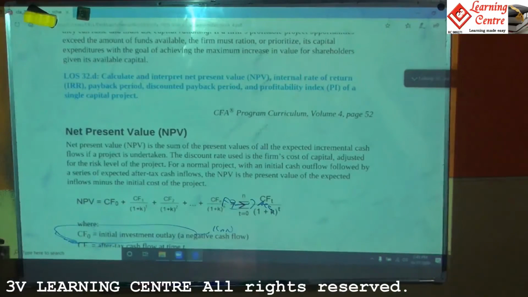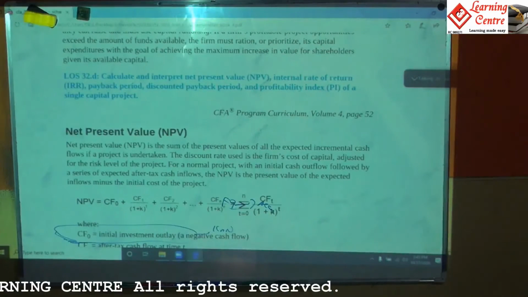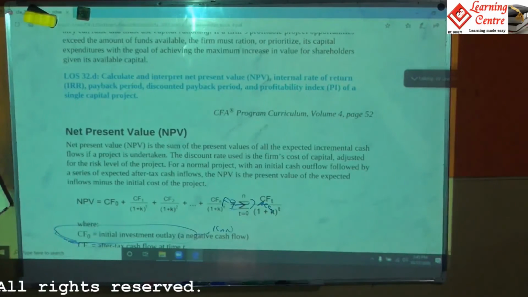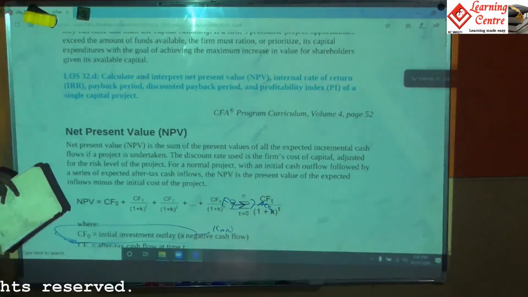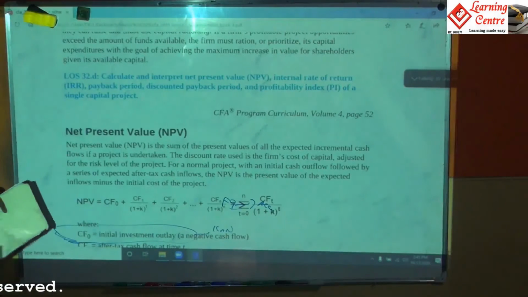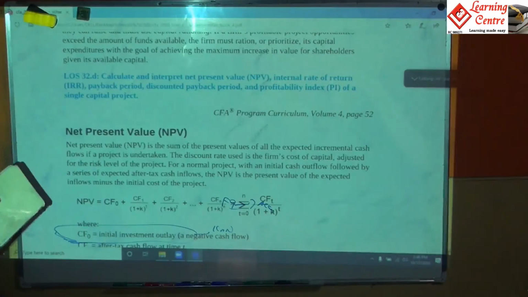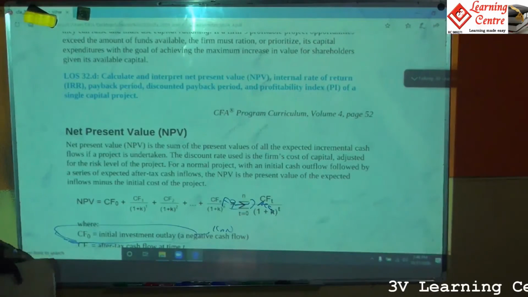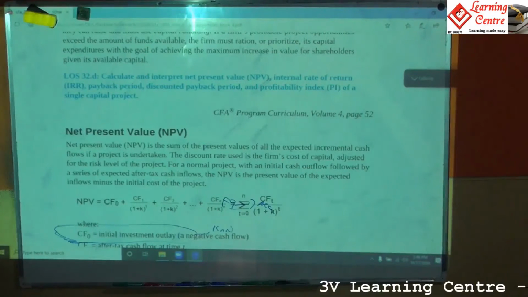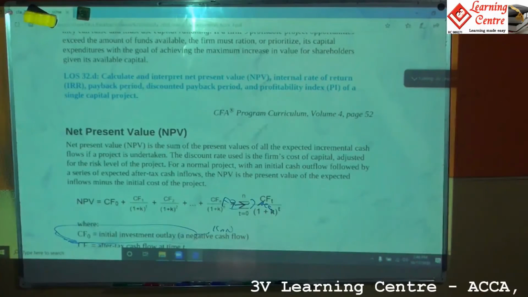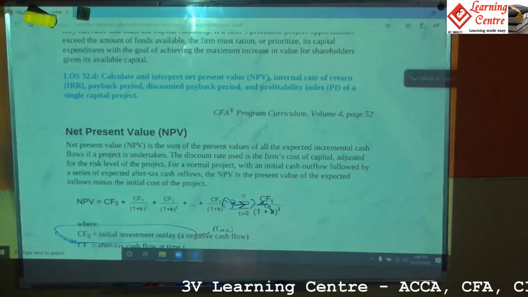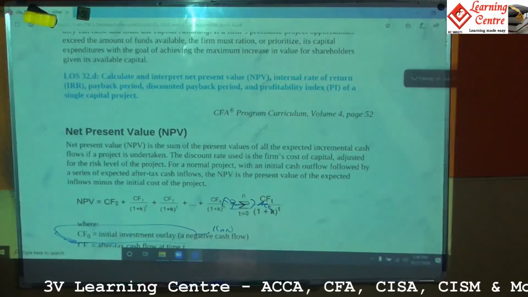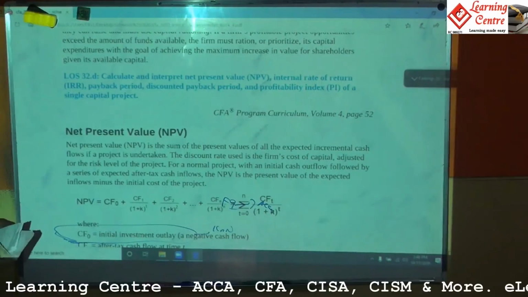So what's NPV generally? Who can help us? So NPV, that's right. NPV is the present value of the future after-tax cash flow, minus the investment outlay.